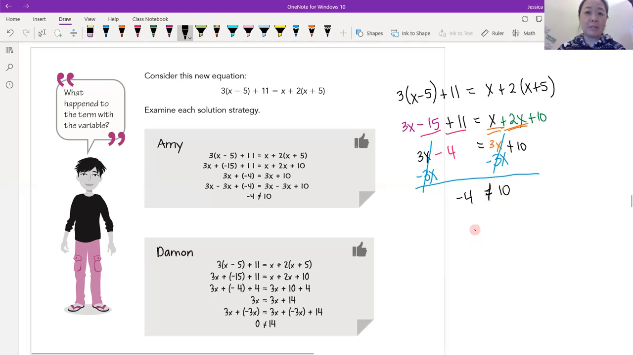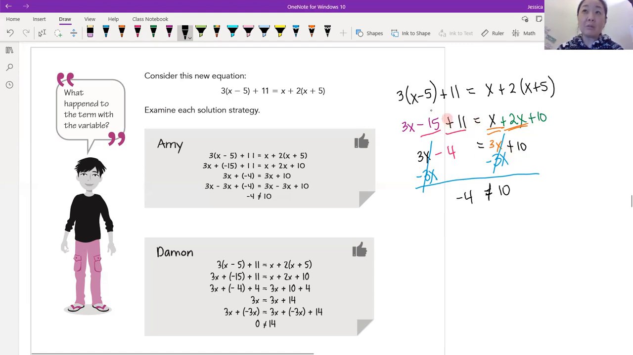When this happens, what does that mean? Let's analyze this a little bit further. If we take 3x and subtract 4, is that going to be the same as taking the same 3x and adding 10 to it? Will they ever be equal to each other? Not on any planet. It doesn't make sense. So this is an impossible equation.